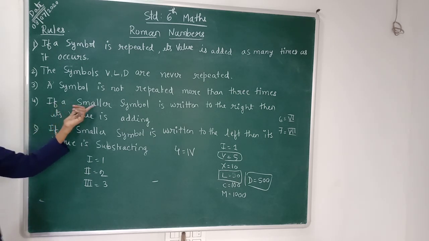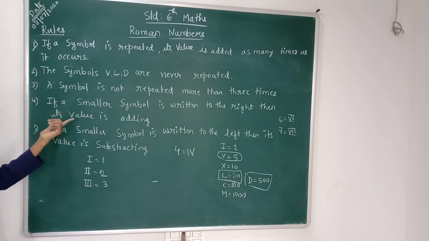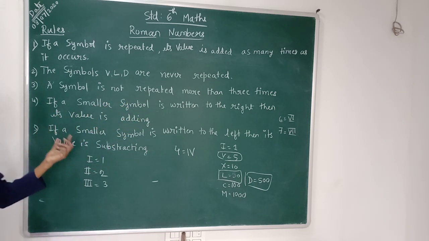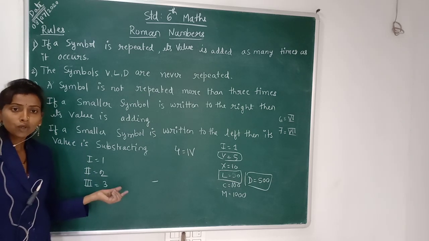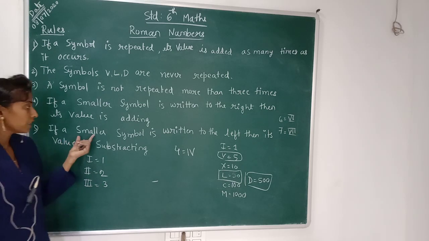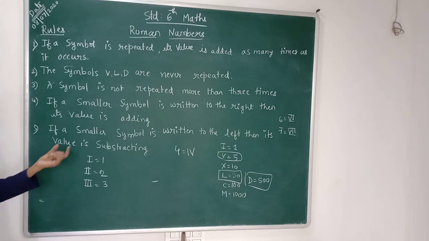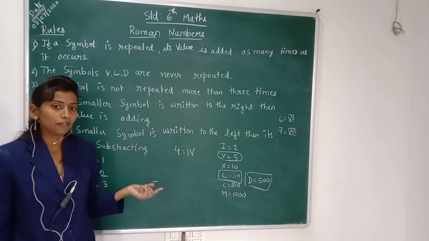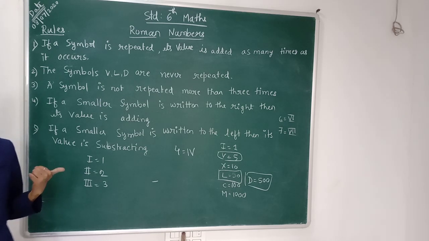If a smaller symbol is written to the right side, then its value is added. When we write the smaller value to the right side, we add the smaller value to the greater value. And when the smaller symbol is written to the left, we subtract the smaller value from the greater value.